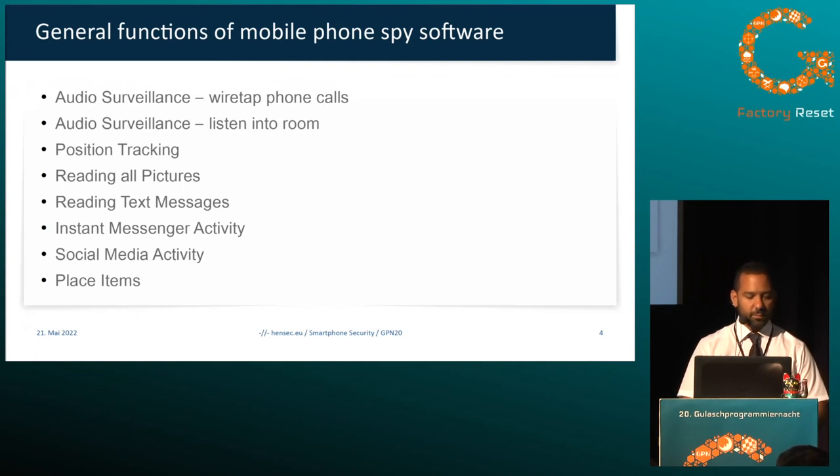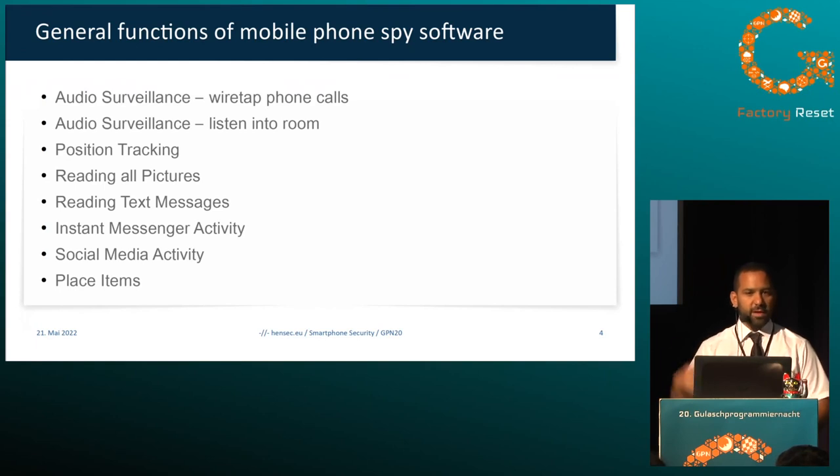Of course, if we have to deal with government agencies or really industrial companies who have much more power behind them than just to download an app from the App Store, we have much more difficulties, as we will see. But the basic function of all smartphone spyware is what we can see here: audio surveillance. It is possible to listen to audio calls. That can be a phone call, but also a call via an app, WhatsApp, whatever.